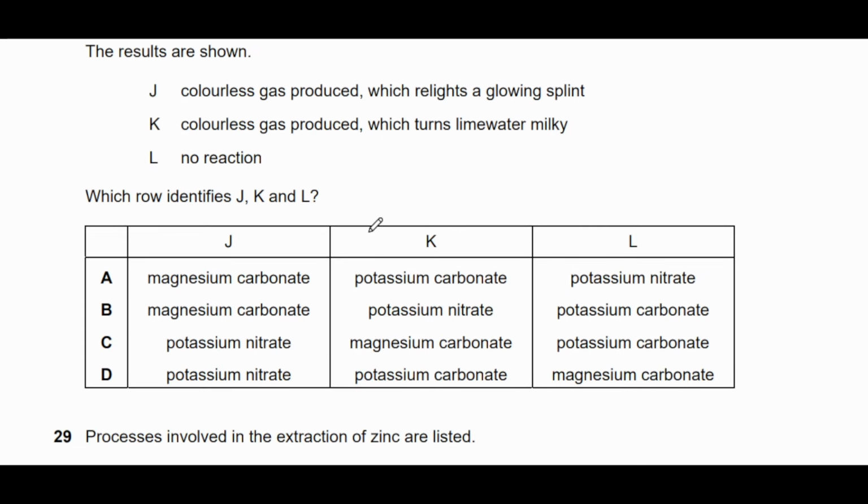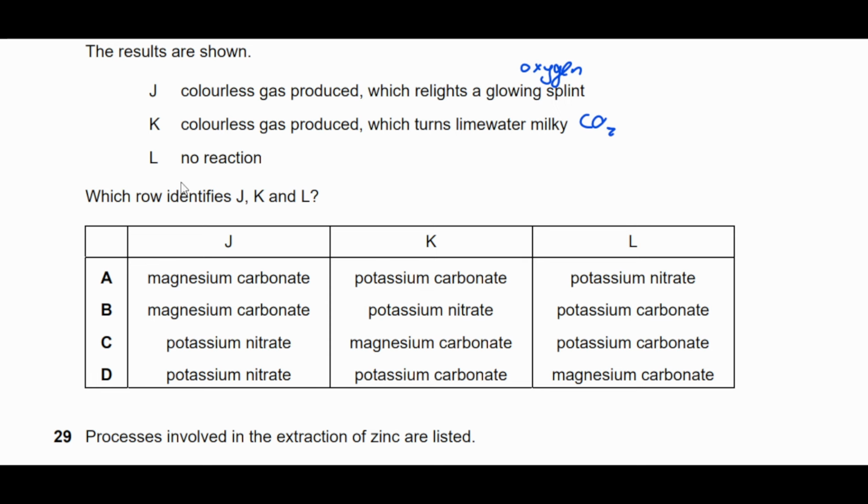28. 3 metal compounds J, K, L are heated using a Bunsen burner. J produces a colorless gas which relights a glowing splint. So this is oxygen, the test for oxygen. K produces a colorless gas which turns lime water milky. So this is the test for carbon dioxide. And L has no reaction upon heating. So which row identifies J, K, and L?